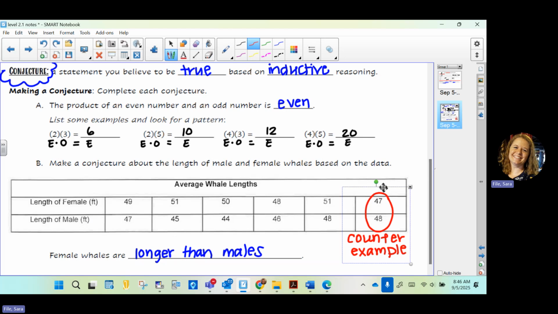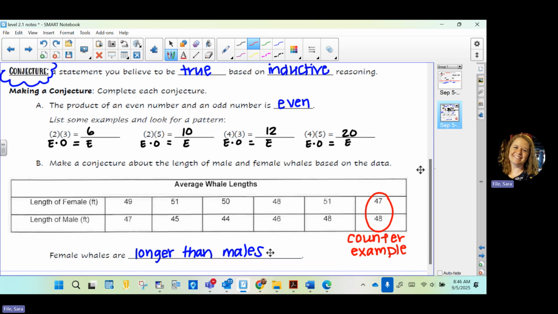A counterexample is an example that proves something wrong or not true. Okay, we'll talk more about counterexamples in another section. We won't focus on it today, but just so little preview there. We'll talk about counterexamples later, but for the most part, the female whales are longer than the males. So that's the conjecture that we can make with that data.